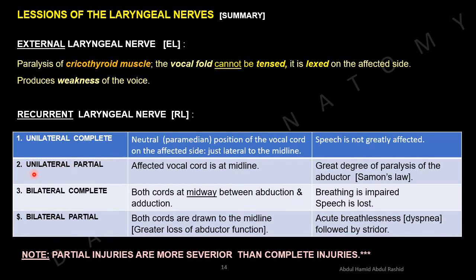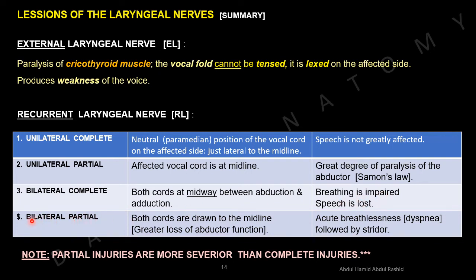Second type is unilateral partial injury. Affected vocal cord is at midline. Great degree of paralysis of the abductor muscles, called Simon's law. The third type is bilateral, both nerves, complete injury. Both cords at midway between the abduction and adduction. Breathing is impaired. Speech is lost.